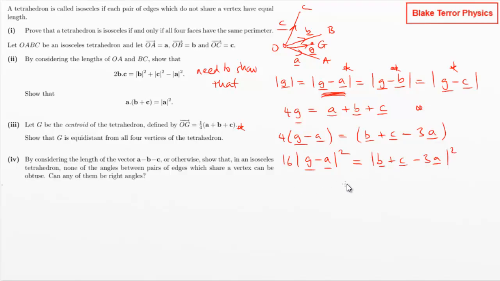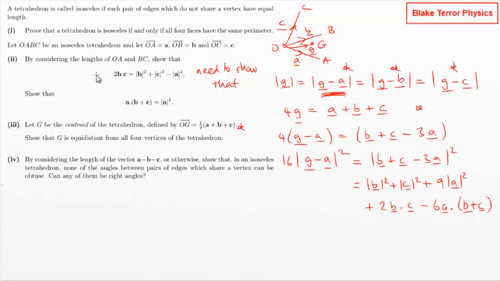So I'm going to get a lot of stuff here. I'm going to have mod B squared, mod C squared, 9 mod A squared, then 2 lots of those, I'm going to have 2B dot C, then minus 6A dot B plus C. Okay, so that's all of that. And what do I do now?